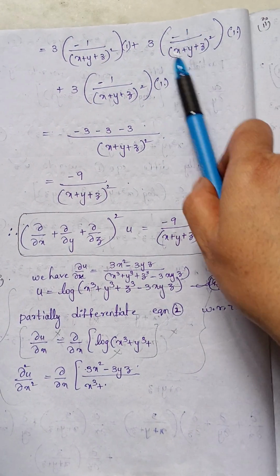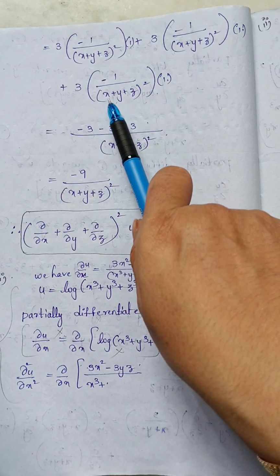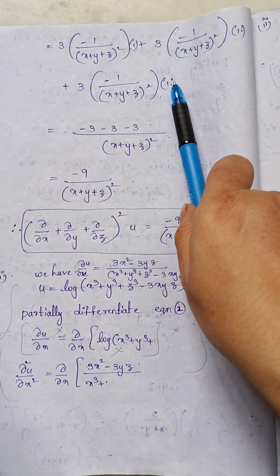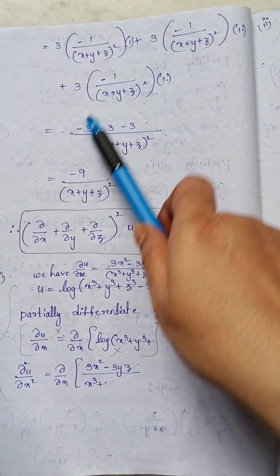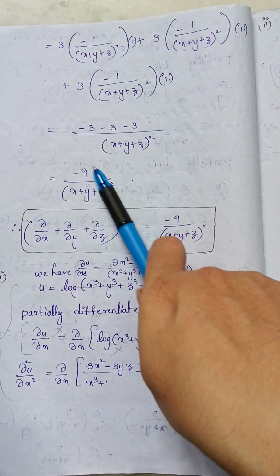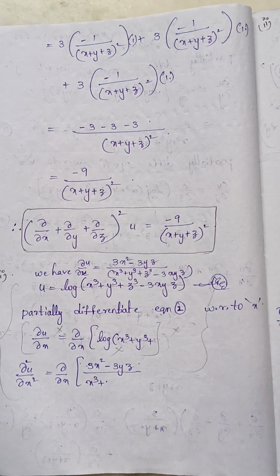Now 3 into, similarly we can do for the next one. Similarly with respect to z, it is the same: minus 1 by this whole square. Again with respect to z, the z value is 1, remaining all constants. So here minus 3, minus 3, minus 3 by denominators are same, take it as it is. So minus 9 by this. So this value is minus 9 by (x plus y plus z) whole square.